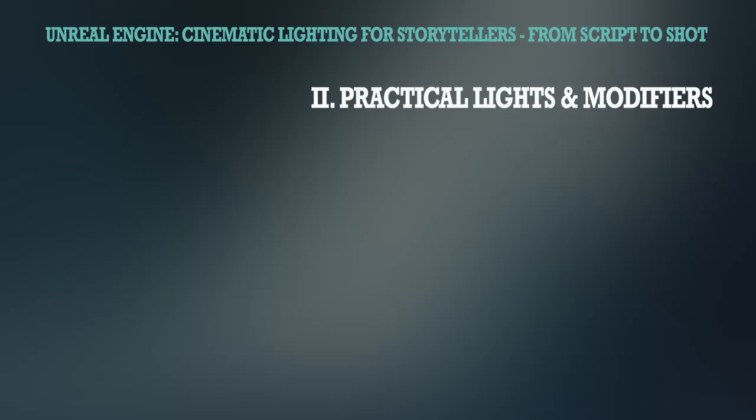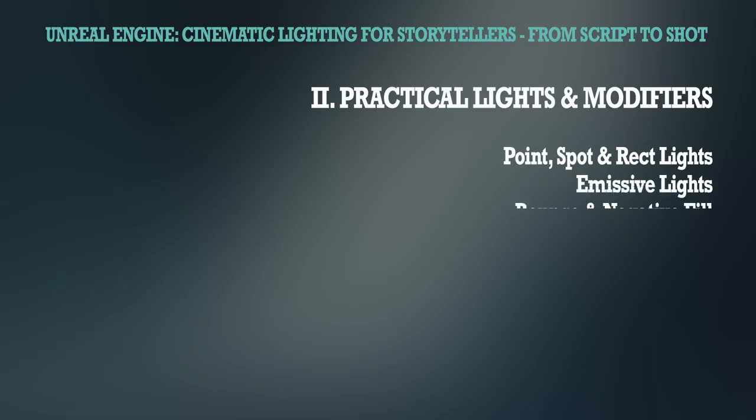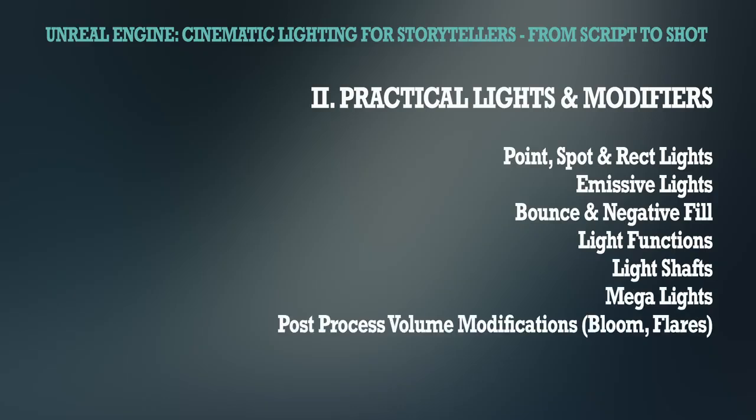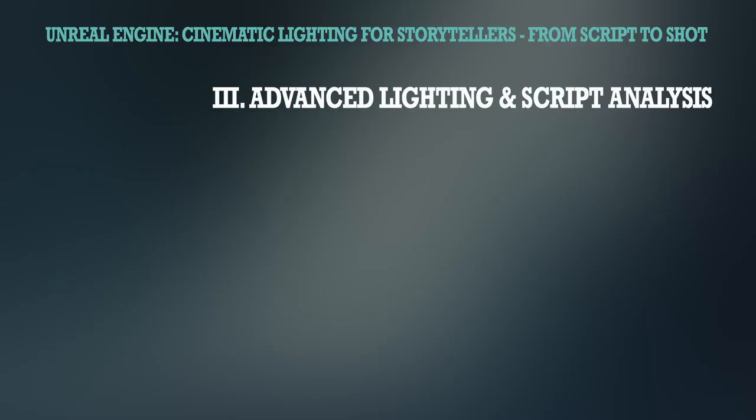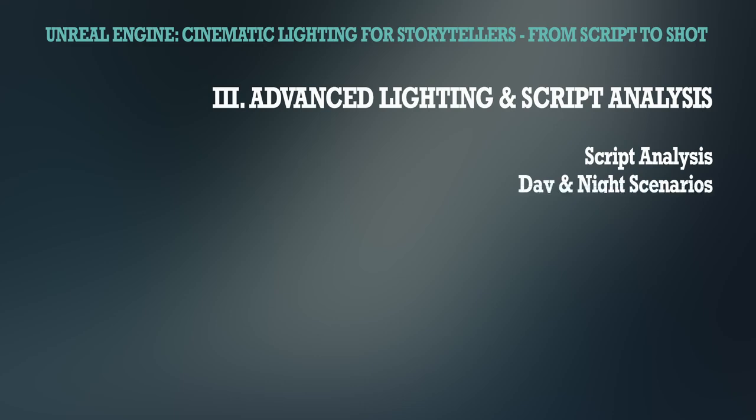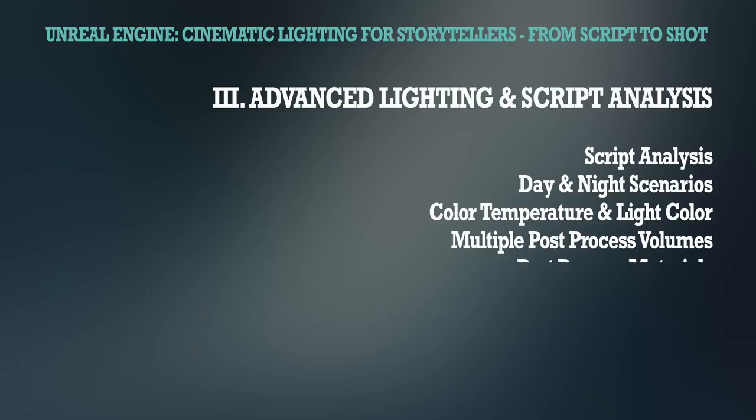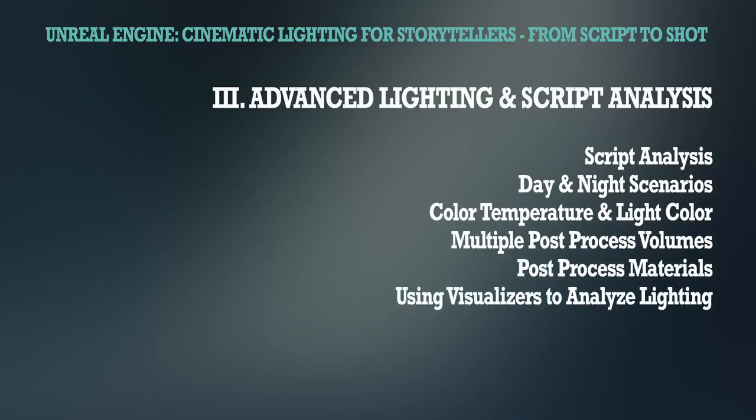Part 2 is all about practical lights and modifiers. We'll bring in spot, point, and rect lights, use emissives, light functions, bounce guards, negative fill, and explore cinematic enhancements like light shafts and post effects. Part 3 dives into advanced lighting and emotional storytelling. We'll analyze the scene, look at how time of day and script beats affect our lighting choices, work with multiple post-process volumes, and use Unreal's visualizers to debug and refine our lighting.